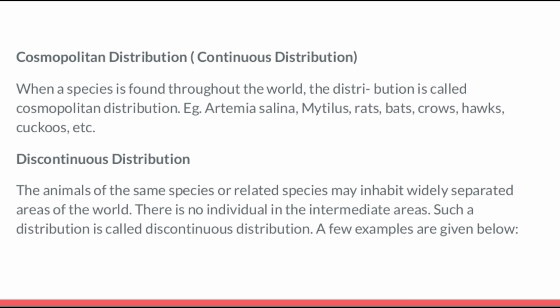Discontinuous distribution. The animals of the same species or related species may inhabit widely separated areas of the world. There is no individual in the intermediate areas. Such a distribution is called discontinuous distribution. A few examples are given below.